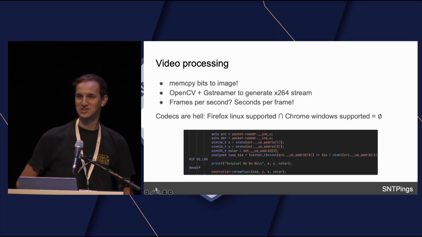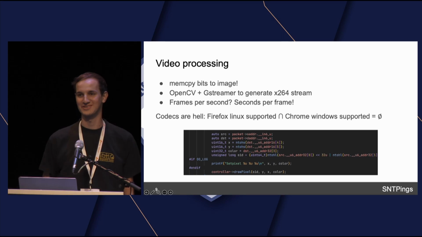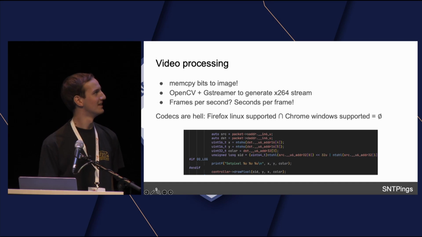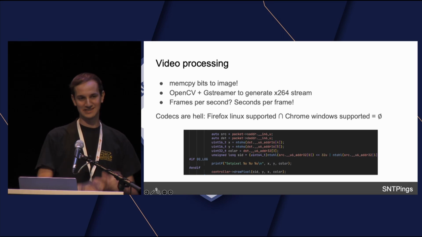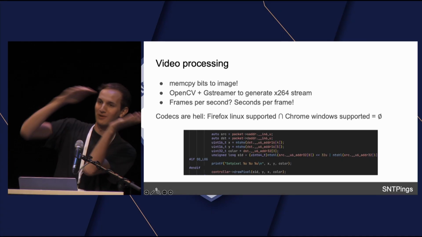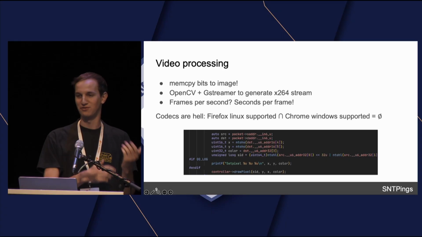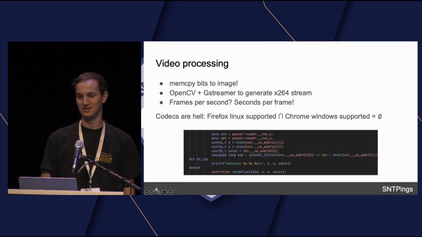Now, video processing was a bit more fun. I thought the packet processing was going to be the hard part, but it mostly ended up being video. If you've seen the IPv6 packet layout already, we were doing some nice tricks. So we just copy the bytes to the image. That was quite nice. And then you use OpenCV to generate a live stream.